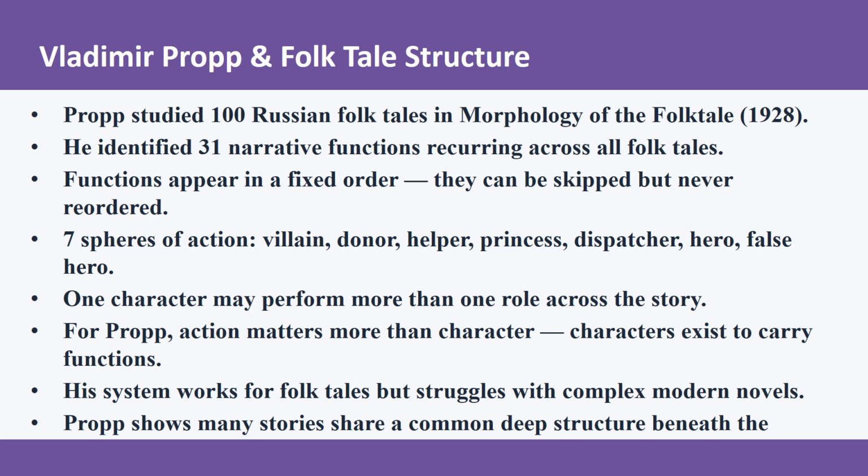Some of his functions seem to describe the same event from different points of view. For example, when a villain deceives a victim, this could be seen as one action rather than two separate functions. Also, his system works best for simple folk tales, not for complex modern novels. For example, in the psychological novels of Henry James, characters are not clearly good or evil. James once said he wrote about good and evil, meaning that people are often a mixture of both. In such stories, roles like hero and villain are not easy to define.